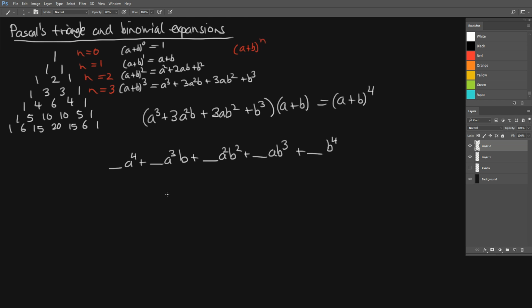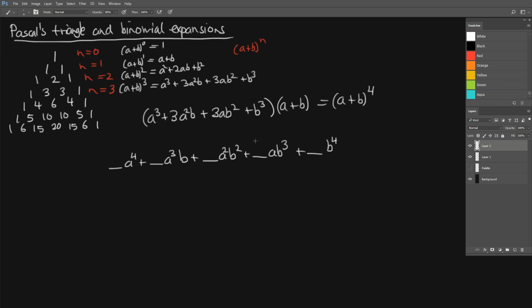But we also can't have things like, say, a cubed b squared, because to get something like that we need an a cubed b times b, or an a squared b squared times a. And as you can see, we don't have that. We don't have the a cubed b, we don't have the a squared b squared. So what all of these have in common is that they're just one of these, but you add a power to them.